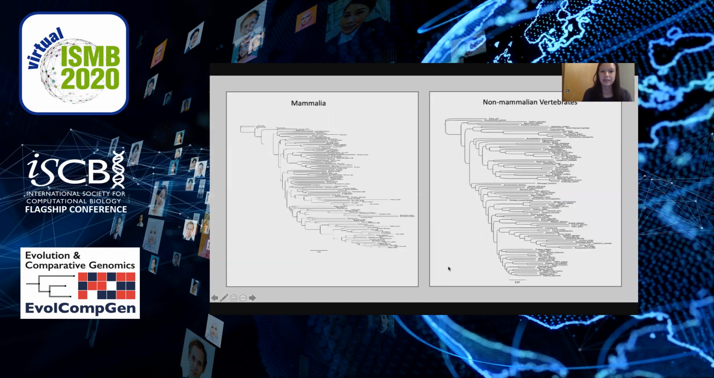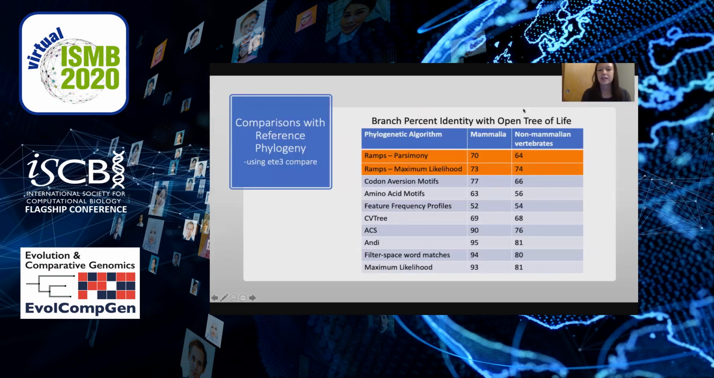Our ramp sequence analysis resulted in these phylogenies here for mammals and non-mammalian vertebrates. But as you can see, we needed a way to quantify whether or not these phylogenies are any good. So we used the branch percent identity with the open tree of life. The open tree of life is based on a number of different studies, and it represents a good estimate of what we currently know species relationships to be.